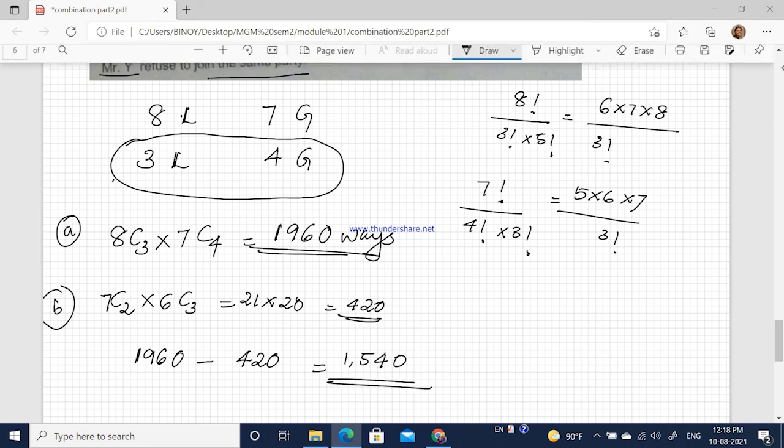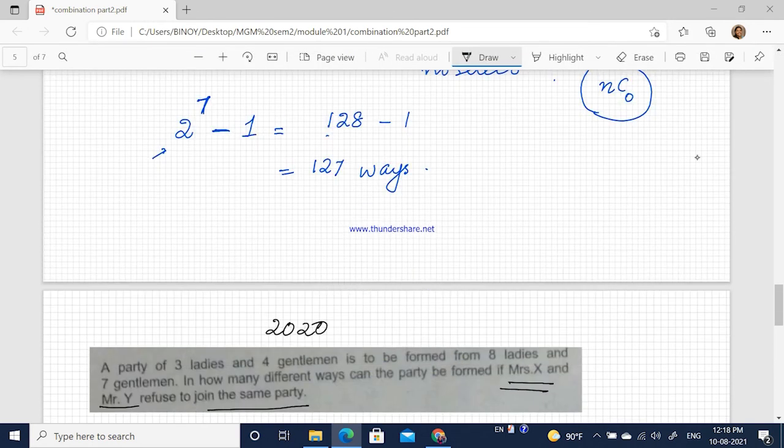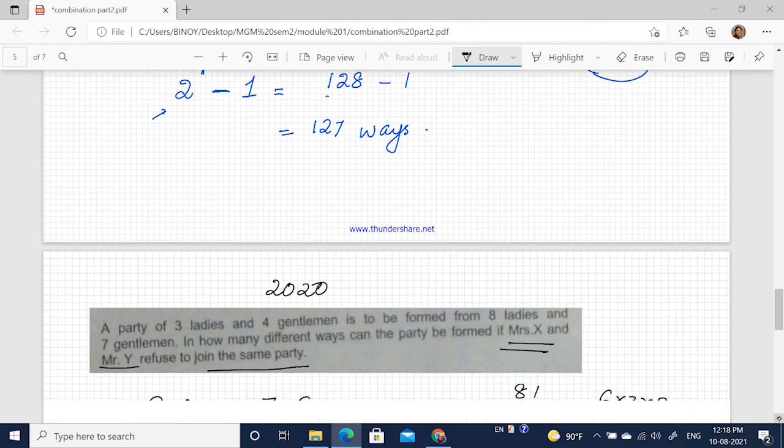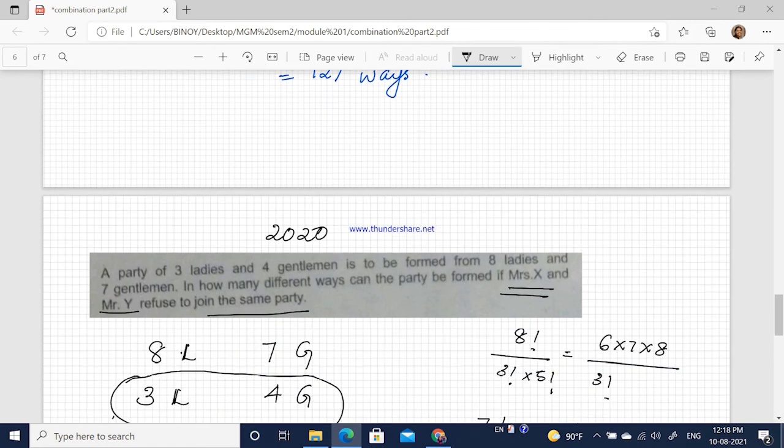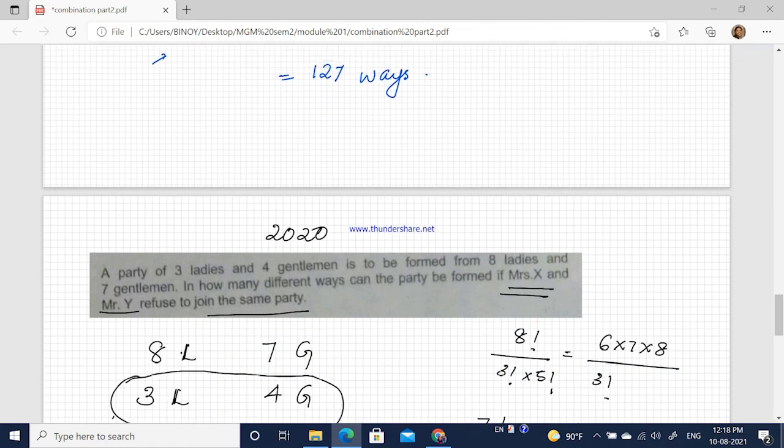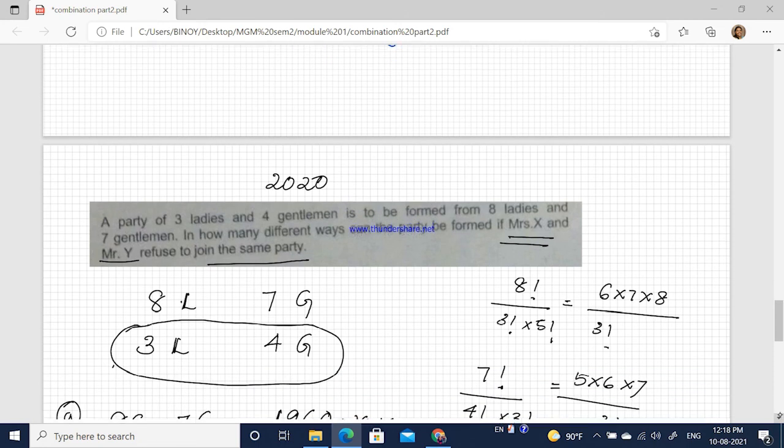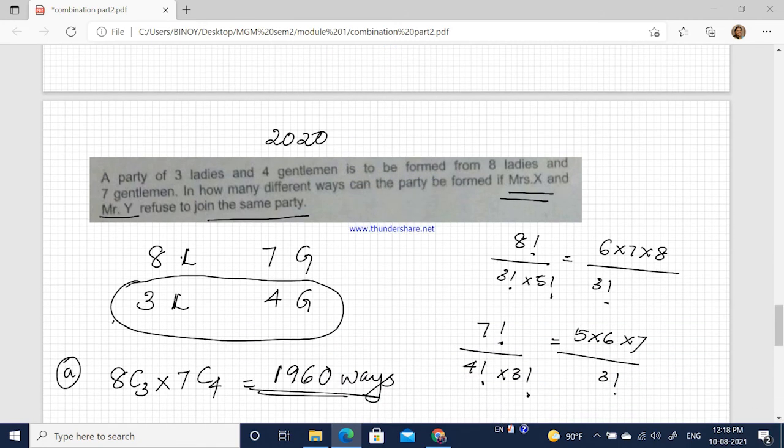Okay, so I'll repeat again. There is a condition that a party of 3 ladies and 4 gentlemen is to be formed from a total of 8 ladies and 7 gentlemen. From this we need to form 3 ladies and 4 gentlemen. That will give you an answer, 1960 ways.